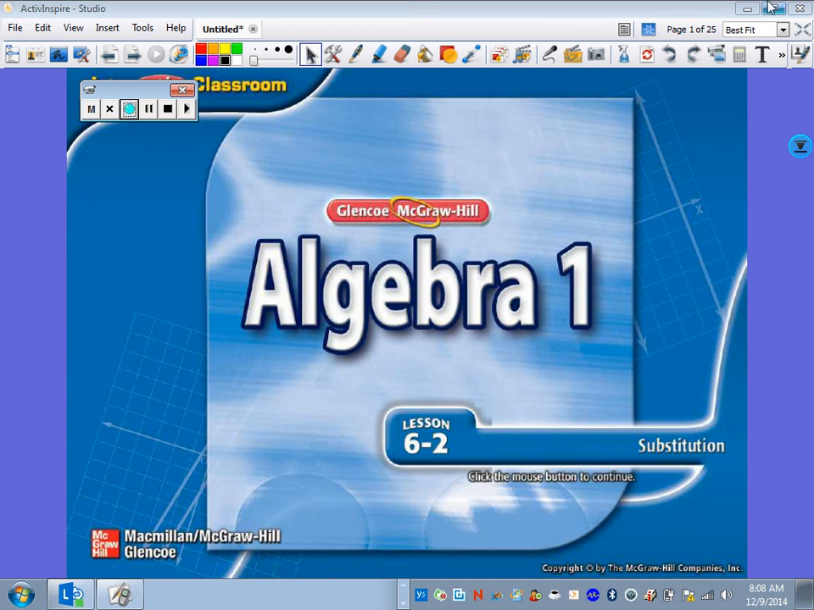This particular lesson is entitled Substitution, but actually what we are doing is solving a system of linear equations by using substitution. So let's go ahead and jump right in and begin there.